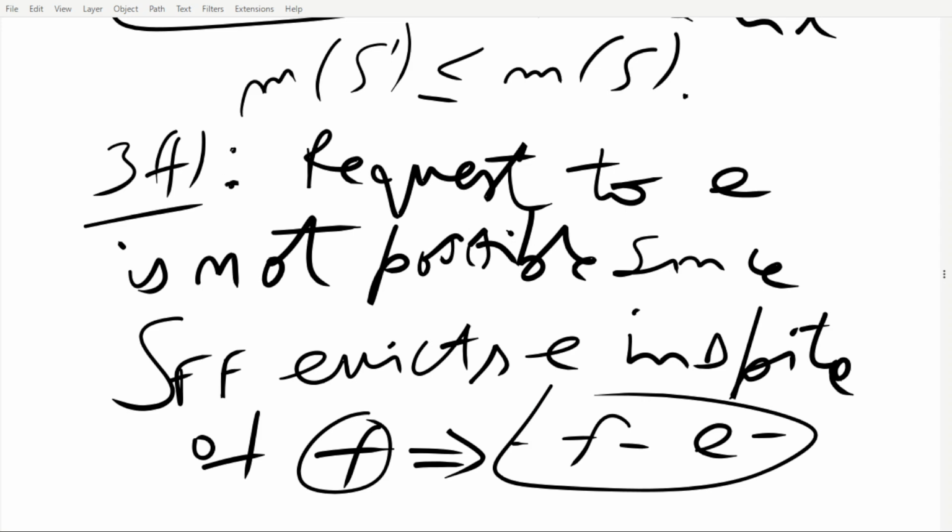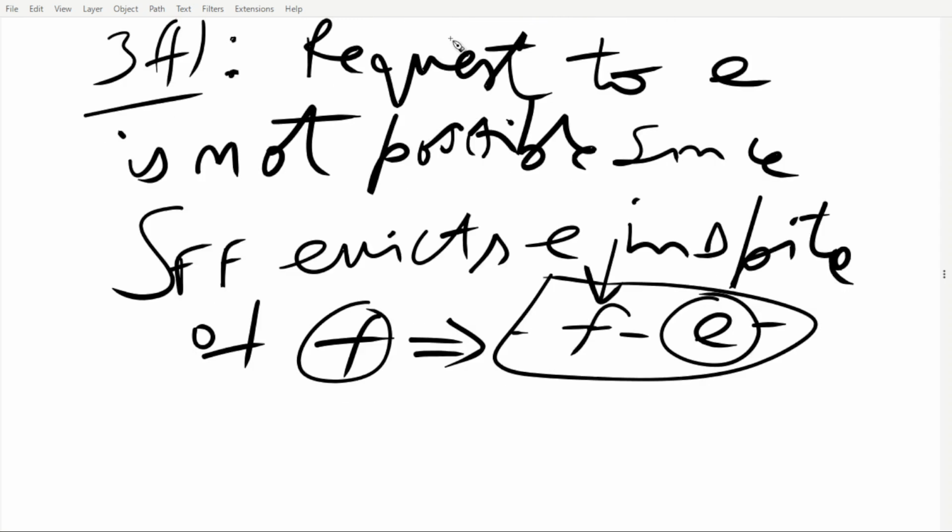Why? Because up to this request of F, we have observed in the previous two cases that both S and S prime will have the same cache and S prime will keep emulating S. So we need not consider this case E. So E will come, then whatever S does, S prime will do the same, and both have the same cache.